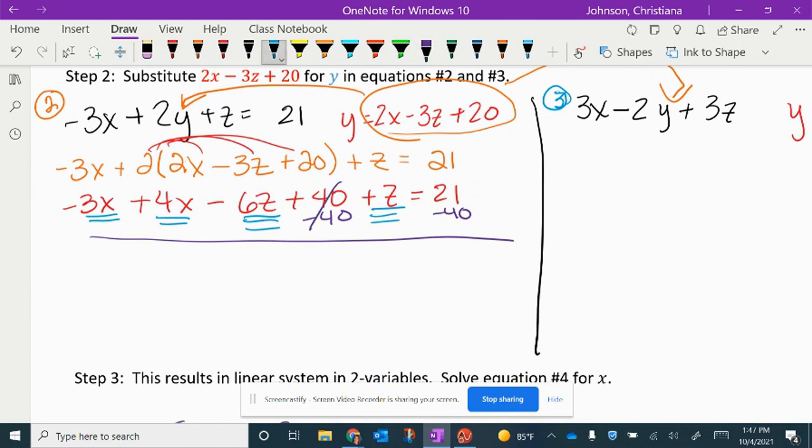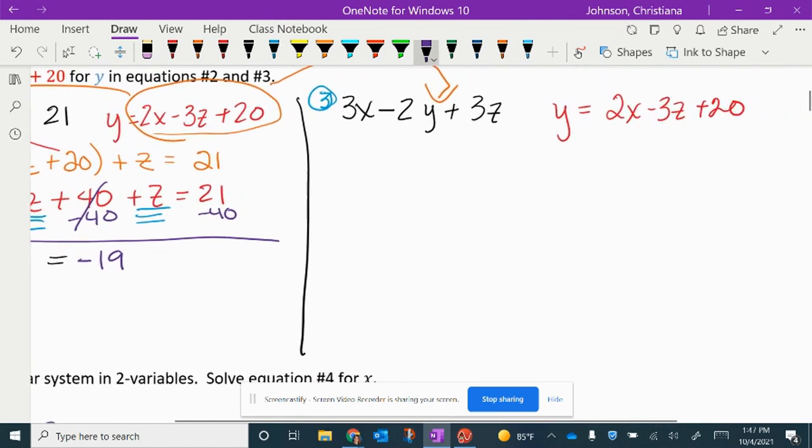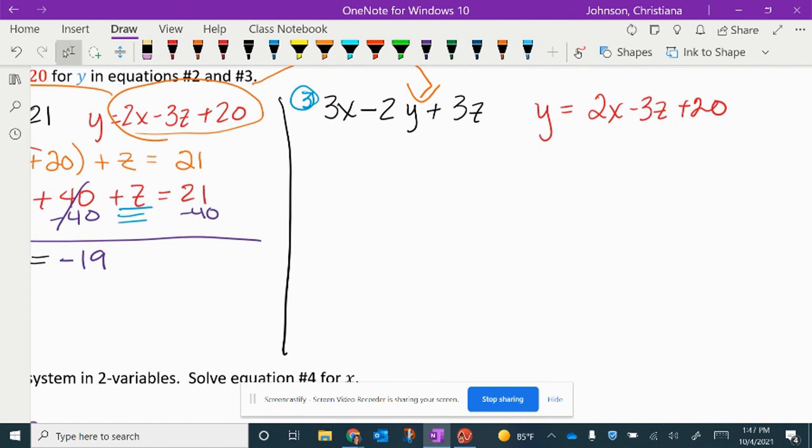Negative 3x plus 4x is positive x. Negative 6z plus z is minus 5z. And negative 21 plus 40 is negative 19. So now we have that equation. Okay, and we're going to do the same thing on the other side.